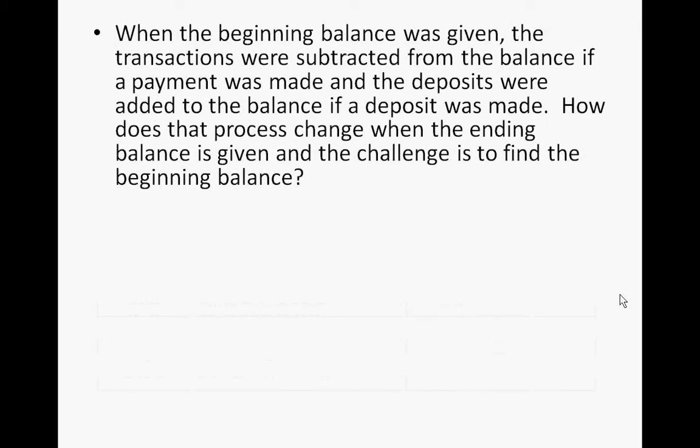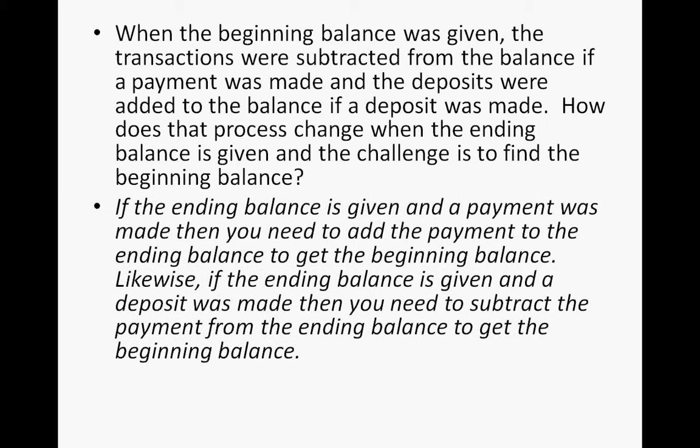When the beginning balance was given, the transactions were subtracted from the balance if a payment was made, and the deposits were added to the balance if a deposit was made. How does the process change when the ending balance is given and the challenge is to find the beginning balance? Just like I described, if the ending balance is given and a payment was made, you need to add the payment to the ending balance to get the beginning balance. Likewise, if the ending balance is given and a deposit was made, you need to subtract the deposit from the ending balance to get the beginning balance.